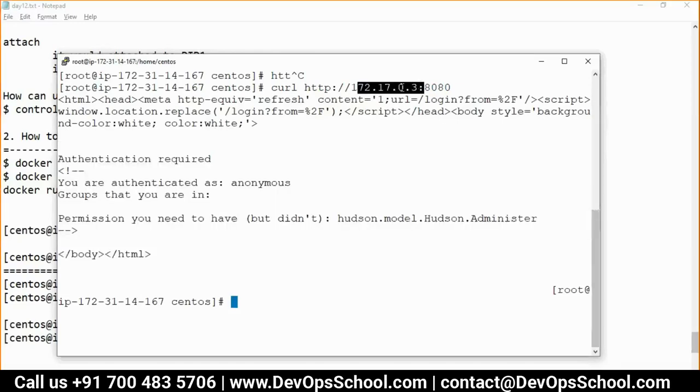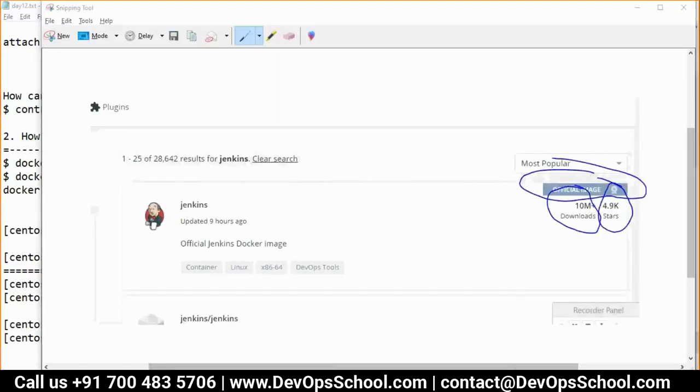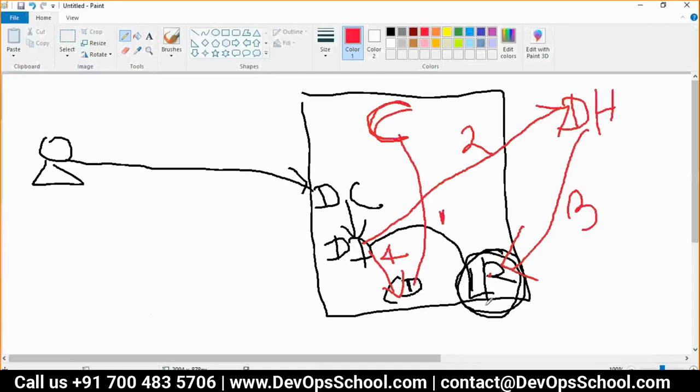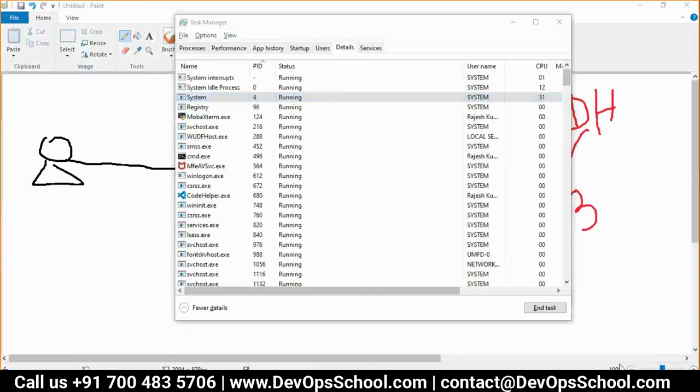This time I used the container network IP address. But I cannot access it on the browser. I cannot access it, the reason I explained. Did you understand now, guys?